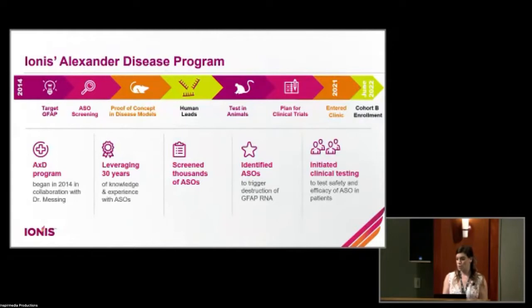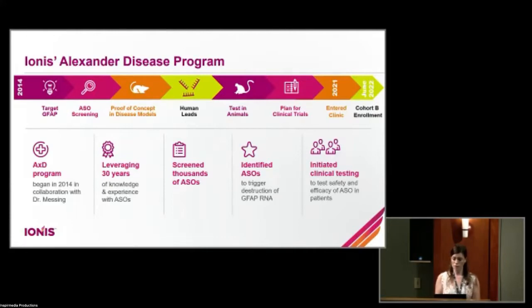So let's talk about the program itself. So we started in around 2014, 2015 with the idea to design an ASO that targets GFAP mRNA. And so we went through this process shown here at the top by the long arrow. And I think what's important to highlight here, as you can see in this arrow, is that it really doesn't do justice to the magnitude of work that is involved in a research program like this.